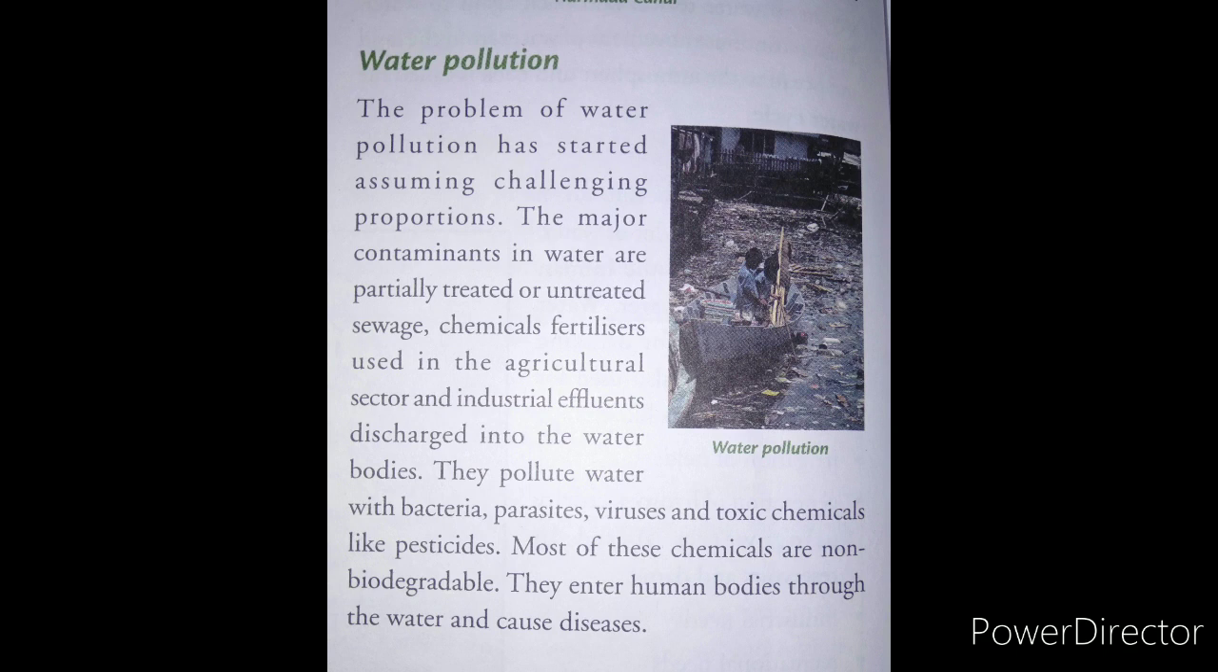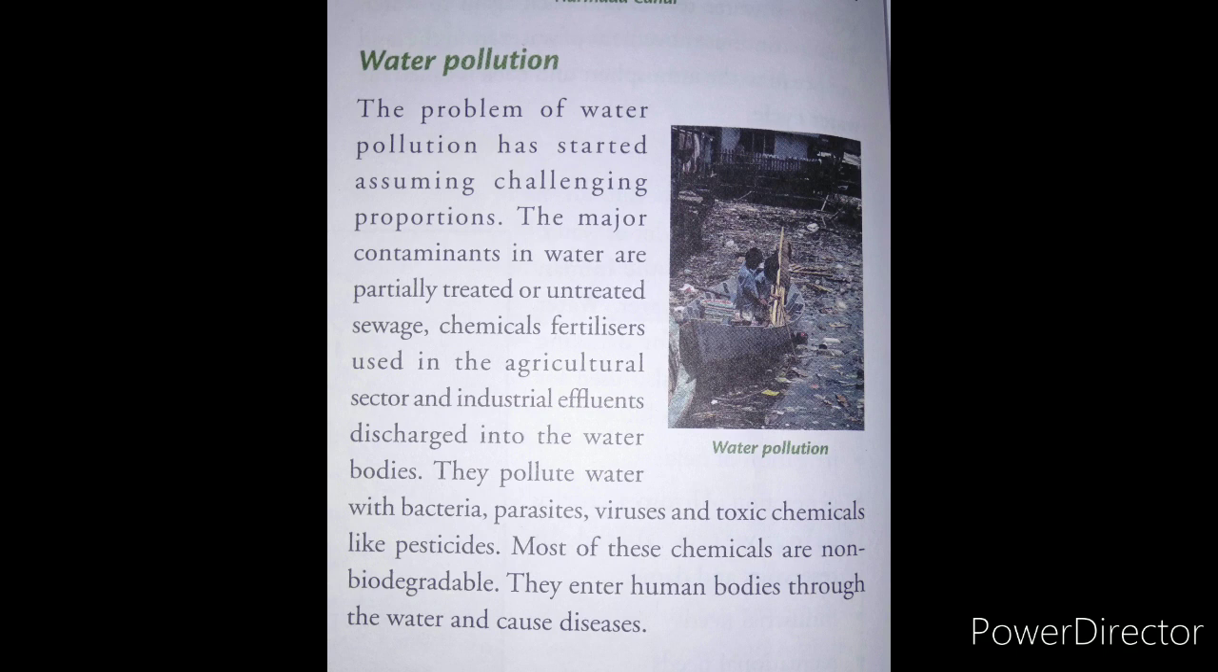Let us start the topic water pollution. The problem of water pollution has started assuming challenging proportions. As you all are aware, water pollution is the biggest challenge to save water nowadays. So the major contaminants in water are partially treated or untreated sewage, chemicals, fertilizers used in the agricultural sector and industrial effluents discharged into the water bodies.